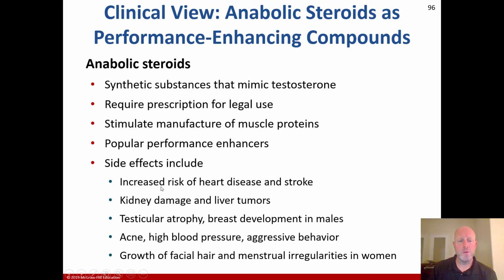However, side effects include increased risk of heart disease and stroke. It can happen. Kidney damage and liver tumors, testicular atrophy, loss of size, and breast development in males, getting more female or feminine characteristics. Acne, high blood pressure, aggressive behavior, or potential growth of facial hair and menstrual irregularities in women.